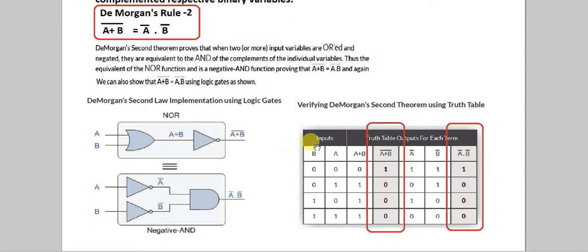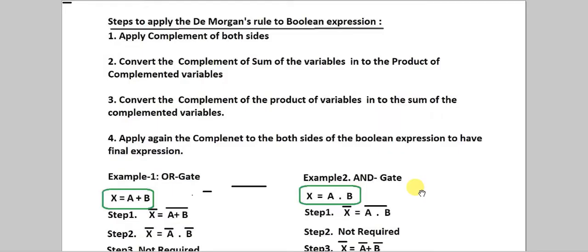Then we take the complement of A, which is 1, 0, 1, 0. B's complement is 1, 1, 0, 0. Then we have the product of these two: 1 into 1 is 1, 0 into 1 is 0, again 0, again 0. So what you see, these two columns, both complement of A or B is equal to the product of the complemented variables, A complement dot B complement. Hence that is proven. So students, these are the De Morgan's theorems.